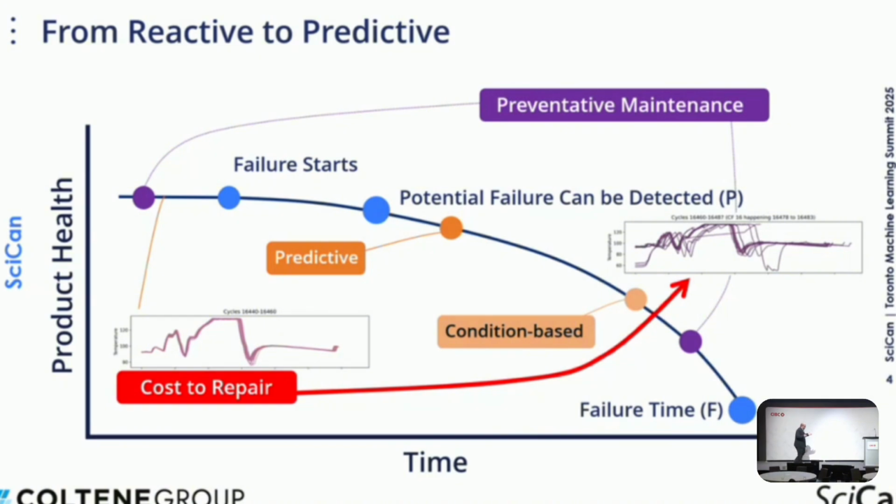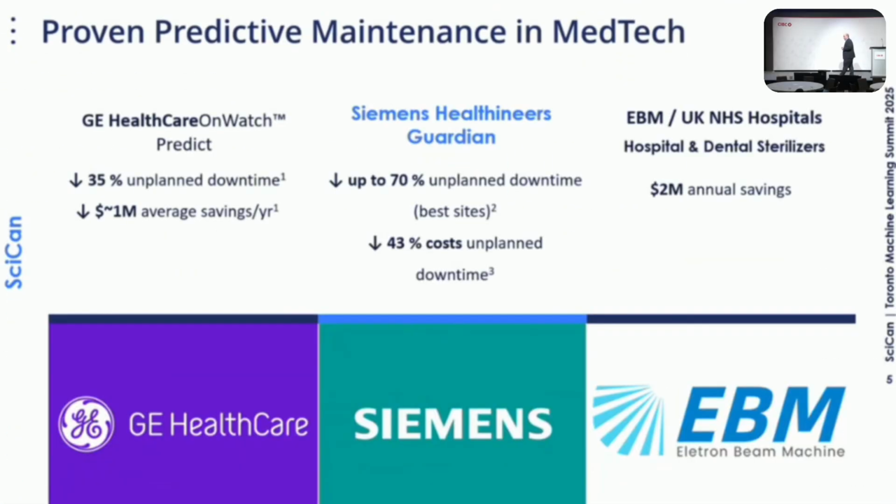So we are talking about cost, we are talking about how this actually makes sense, but let's talk dollars and cents. In the industry, we have seen that GE Healthcare has implemented their predictive maintenance for their suite of imaging equipment, and they've seen a considerable 35% decrease in downtime. That translates to approximately $1 million on average in annual savings.